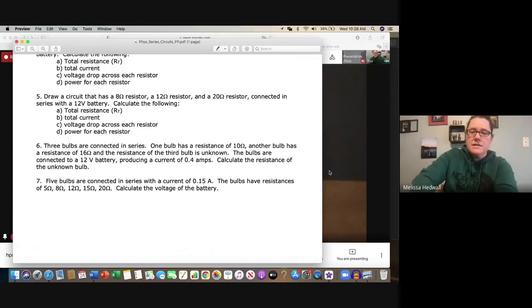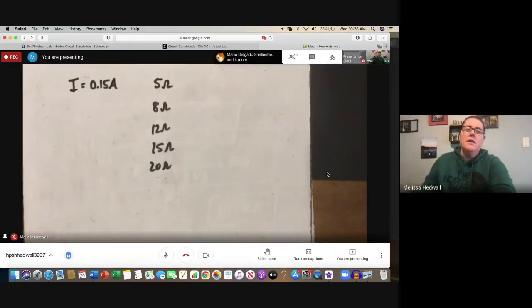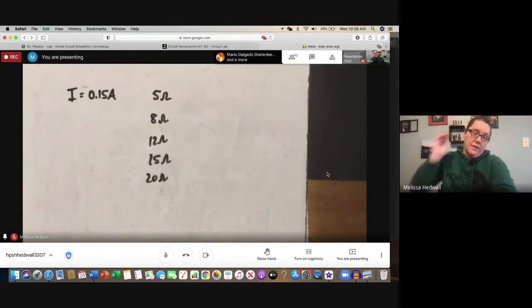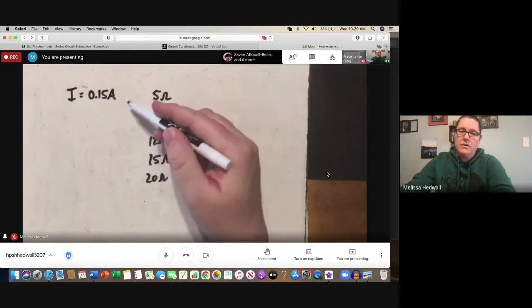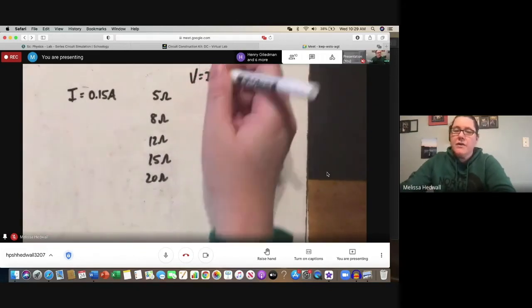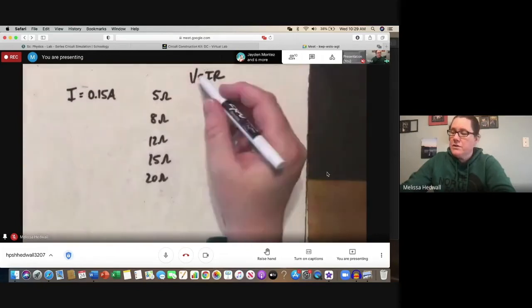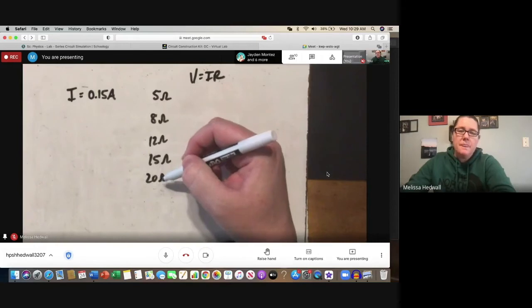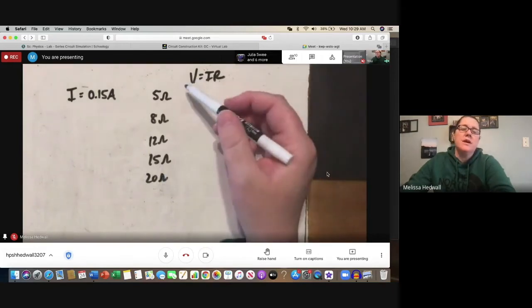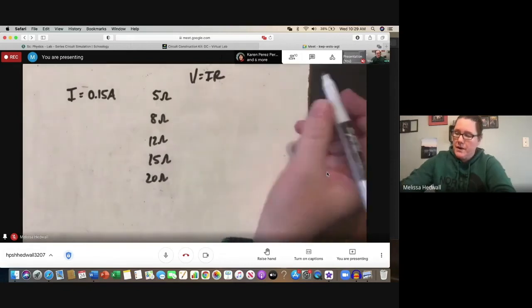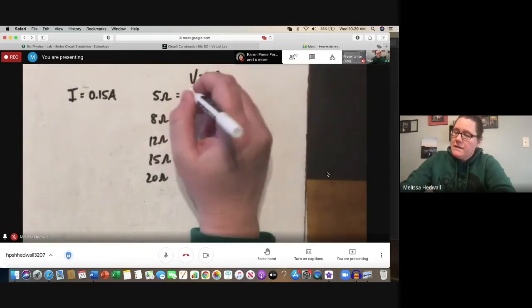So here it says calculate the voltage of the battery. Well, we don't know the voltage of the battery, and that's what we're looking for, but we do know each of the resistances and the current going through there. Because we know that V equals IR, we can figure out the voltage drop across each resistor. And then from that voltage drop, we know that when we add up the voltage drops, it'll equal the total of the battery.